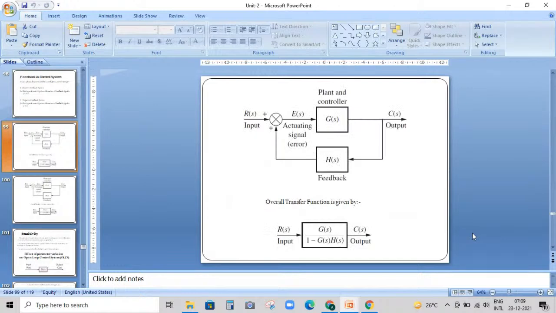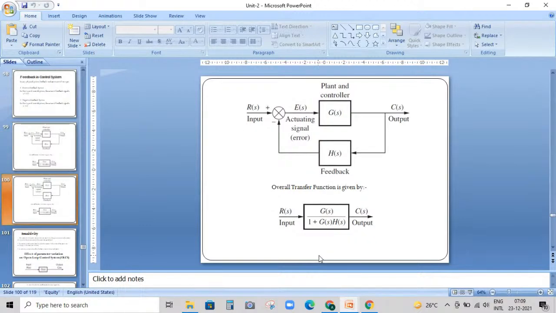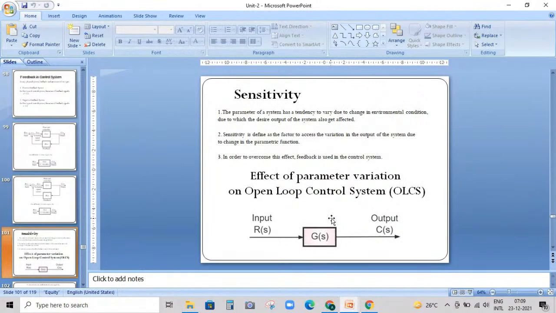In case of positive feedback system, we have the closed loop transfer function for a system like g of s upon 1 minus g of s into h of s. And in case of negative feedback system, we have the transfer function like g of s upon 1 plus g of s into h of s. And then we discussed in detail about the concept of sensitivity.